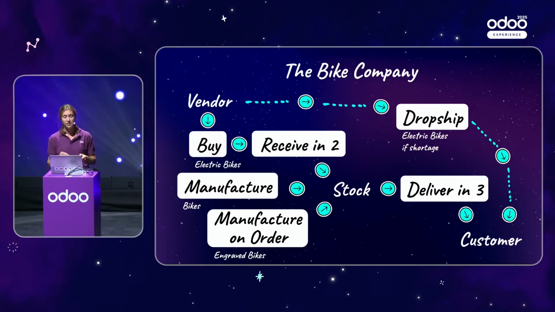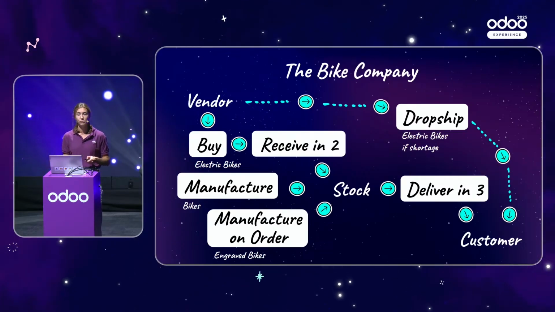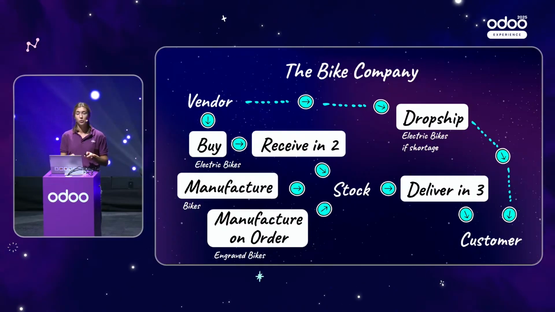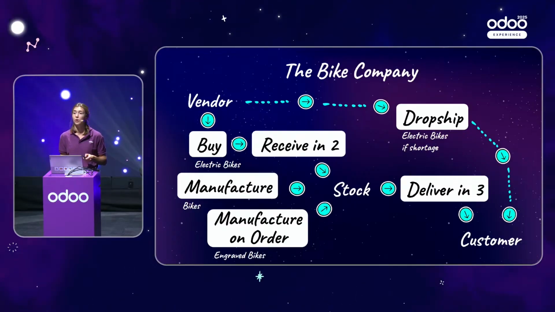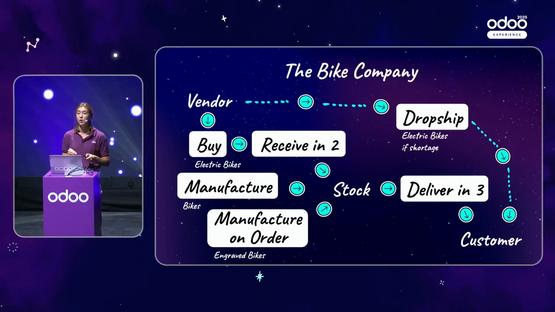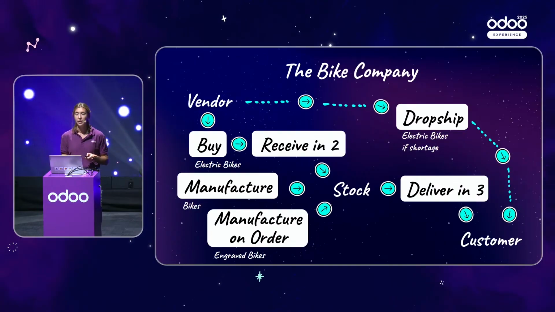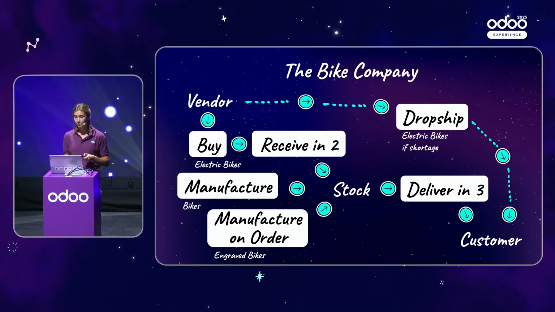And finally, we have a last category, the engraved bikes. So the customer can ask to engrave his or her name on the bike. These bikes are produced on demand, of course. So it's only when the sale order is confirmed that they start producing the bike.